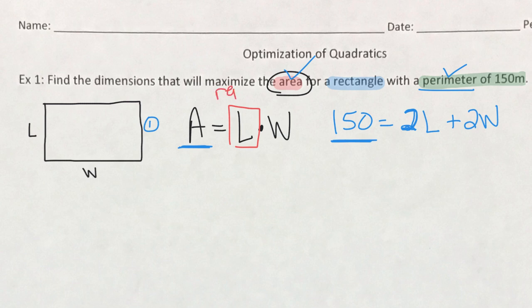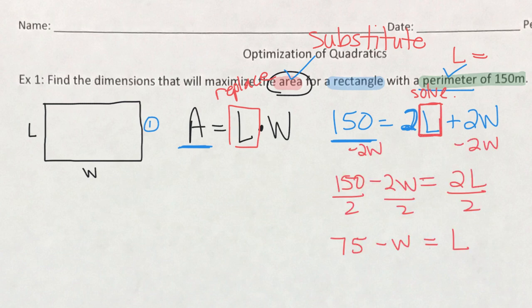I put a box around it to remind myself that I am replacing my L in my area equation. If I'm going to replace L in my area equation, that means I have to solve for L in your perimeter equation. Because what I'm going to look to do is substitute one variable for another one, and I can't substitute unless I have equal. So I'm going to do all the math I need to in order to solve this equation for L. So the length is going to be 75 minus the width.